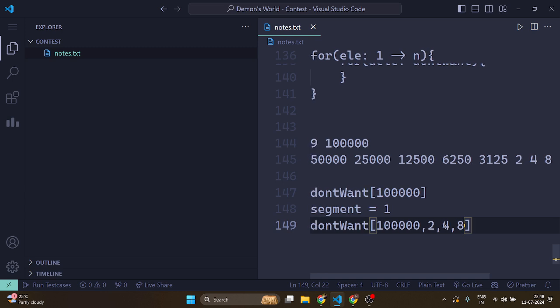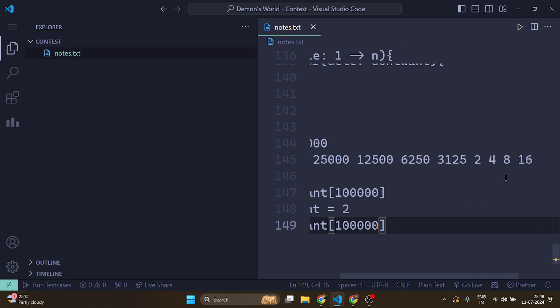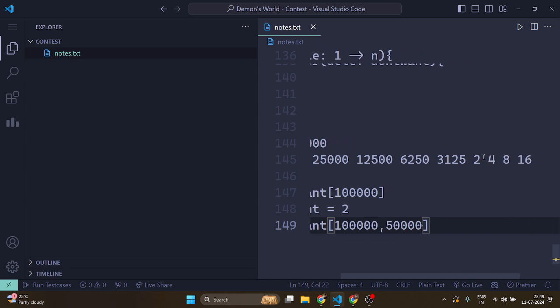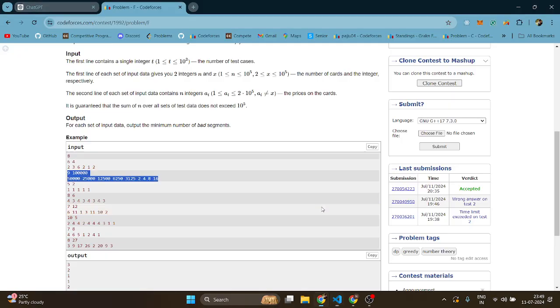So I'll carry the don't want set, and if I ever find any element from it, I cannot continue. Continuing, I don't want 16, and then I don't want 32. Then the new element is 2. Oh, 2 is one element from the don't want set, so I cannot continue this segment. So my number of segments will become 2, and my don't want set will again only contain 1 lakh, because everything else which we found before is deleted. Since I have included 2, I don't want 50,000 now. Since I'm including 4, I don't want 25,000 now. Similarly, the total number of segments will remain 2 till the end.